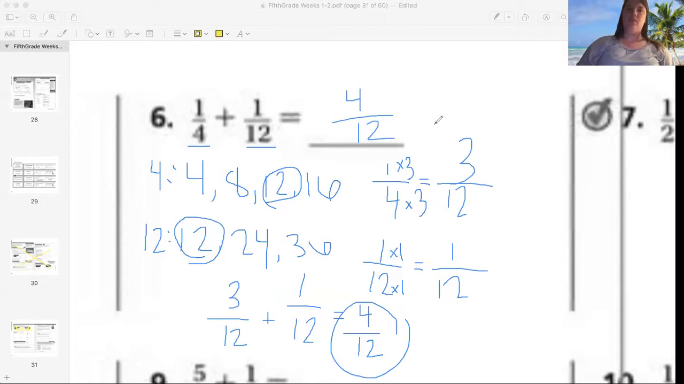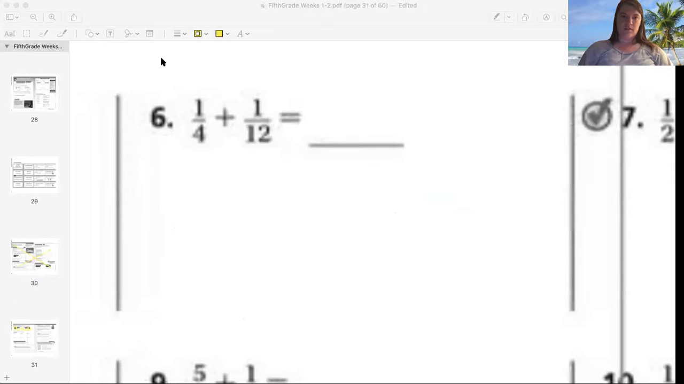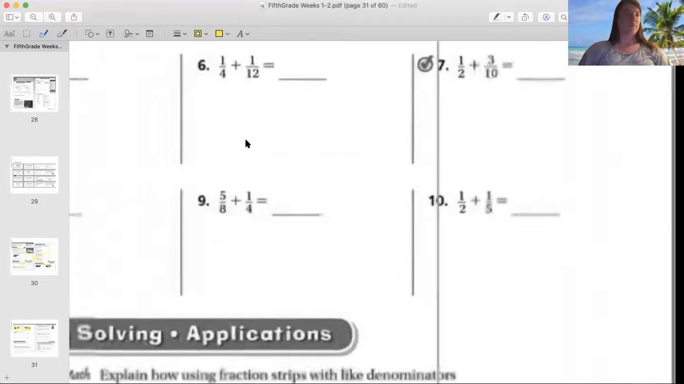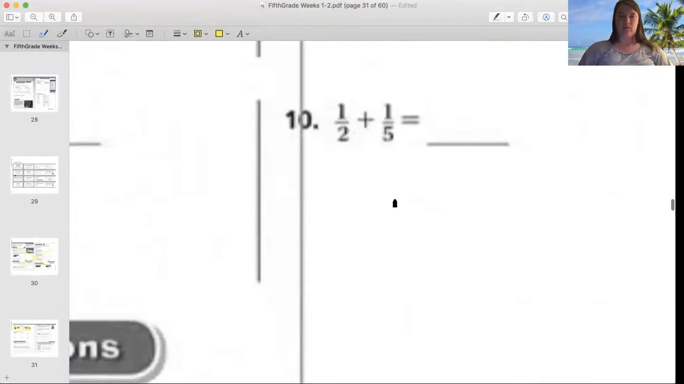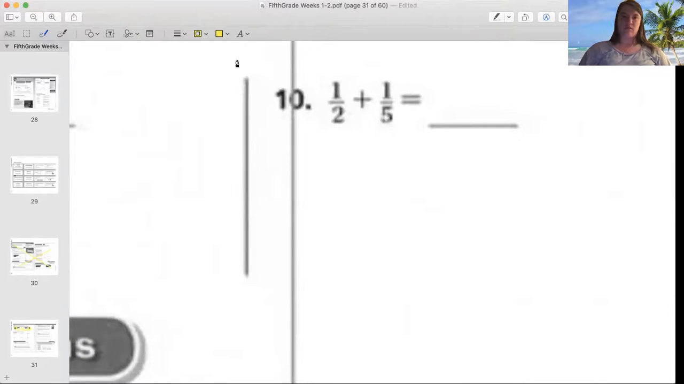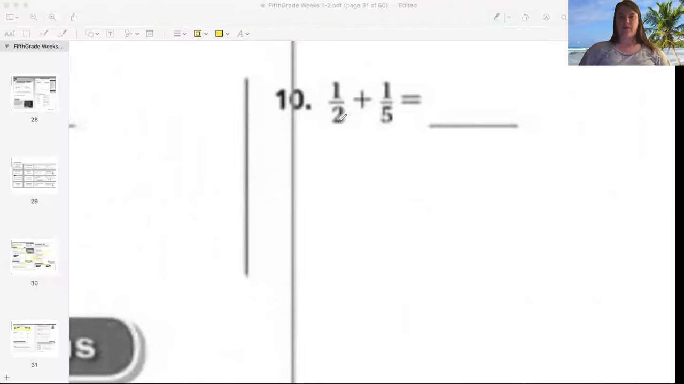And then we're gonna do one more together, and I'm gonna show you what I want you to do on your own. So I'm gonna clear this, and we're gonna do one more. So we're gonna jump to number 10 because this one's just a little bit different. Get my drawing tool. All right, so my denominators are 2 and 5.